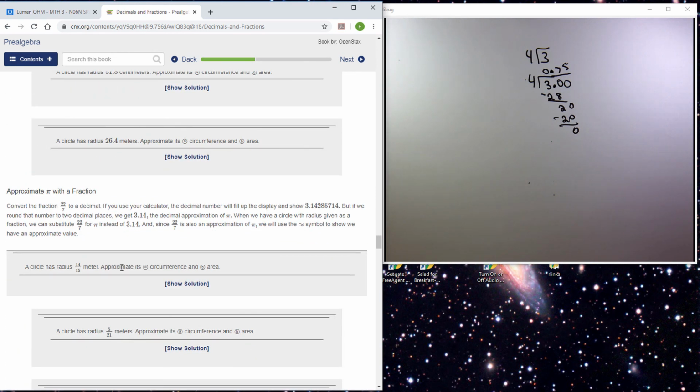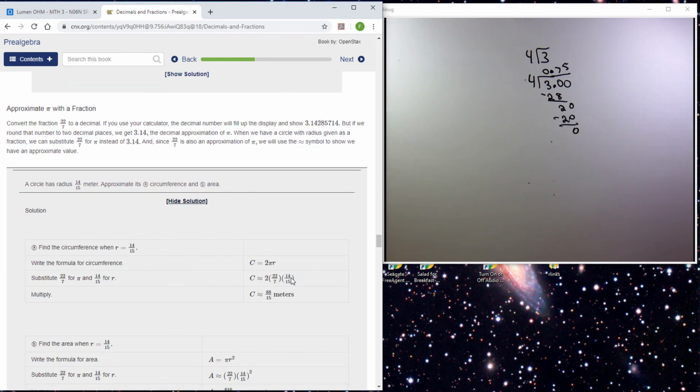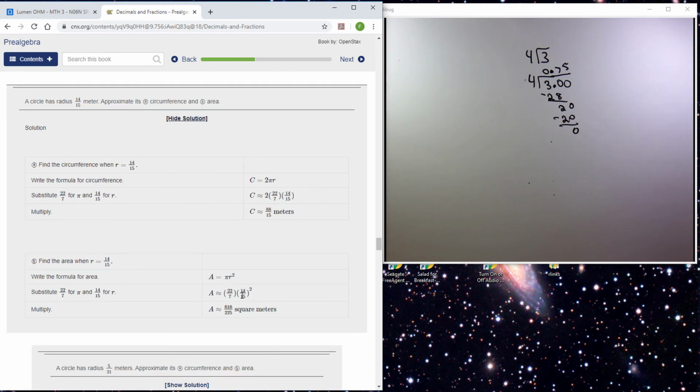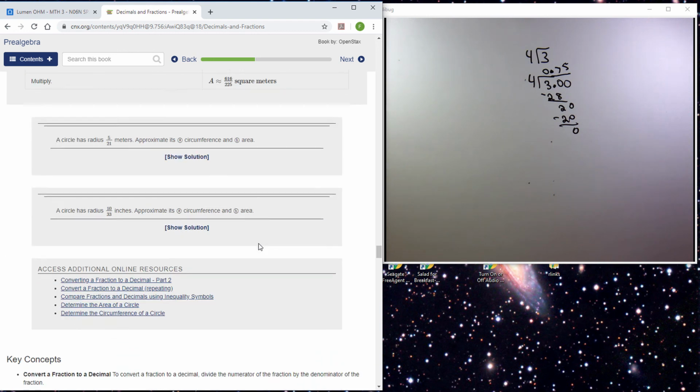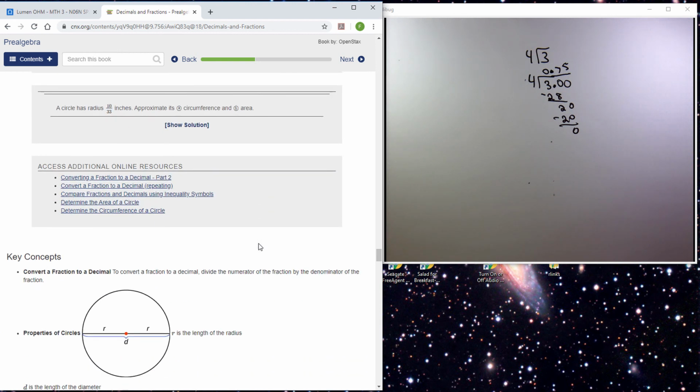Now they want us to approximate. A circle has a radius of 14/15. Approximate the circumference and area. Now they're doing the same thing with fractions. So you set up your problem, plug in your fraction. And this gives you your circumference there. Then they want you to find the area. Now this time for pi, they use 22/7. Number of square meters. And that is the end of 5.3.